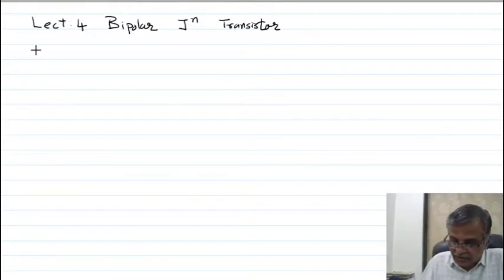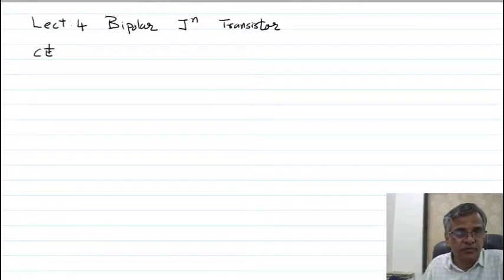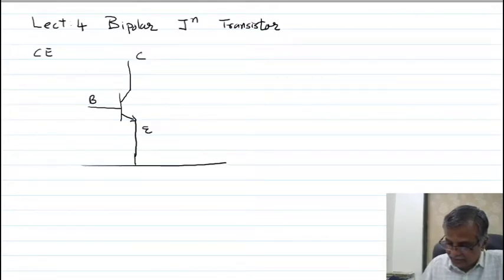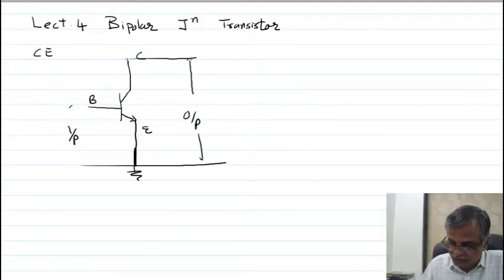So, common emitter. Already you know that the emitter is common between input and output. I am showing you this for your understanding. This is your transistor symbol, this is your base, this is your collector, and this is your emitter. So I am giving the emitter common between the input section and the output section. This is your output, and this is your input section.